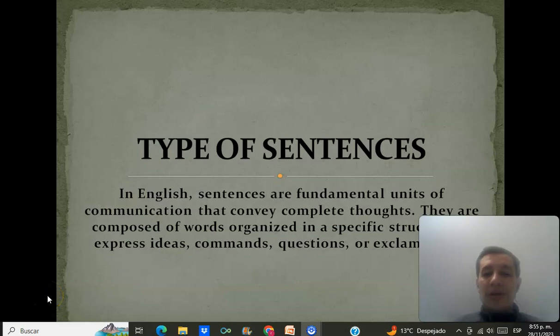Hello, today we're going to talk about types of sentences. We're going to provide you with a brief explanation. In English, and in general in different languages, sentences are fundamental units of communication that convey complete thoughts. They are composed of words organized in a specific structure. We can express ideas, thoughts in general, commands, or questions. We're going to talk about the types of sentences in a general way.